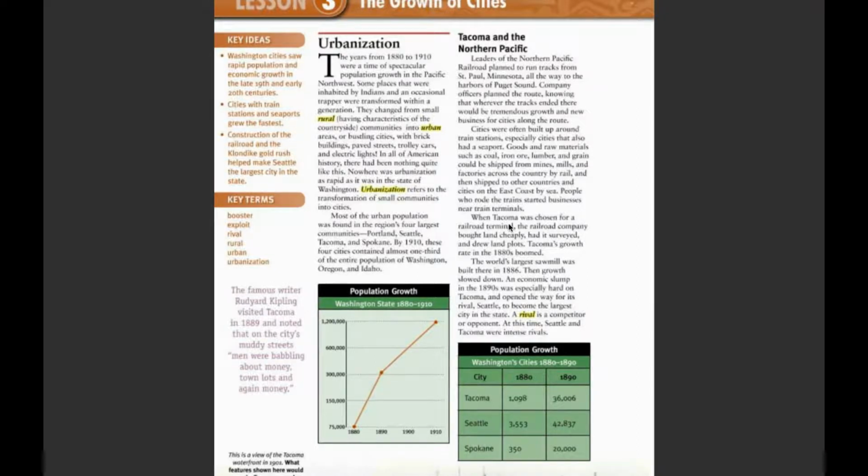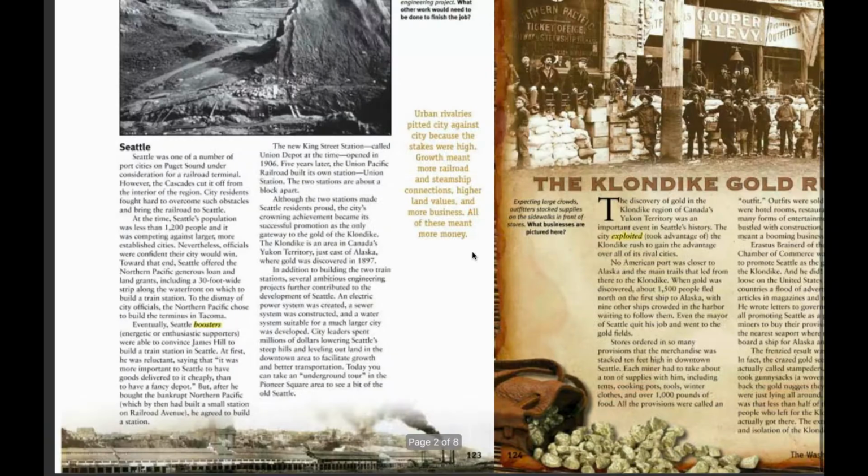Well, things changed after that when Seattle got a railroad terminal. After the Northern Pacific sold out to James Hill and the Great Northern Railroad, the Great Northern built a terminal in Seattle. And after that, the Union Pacific built a terminal in Seattle. So there were 2 there. So it brought a lot more people and a lot more trade in and out of Seattle. But the thing that really caused Seattle to grow was the Klondike Gold Rush in Alaska.